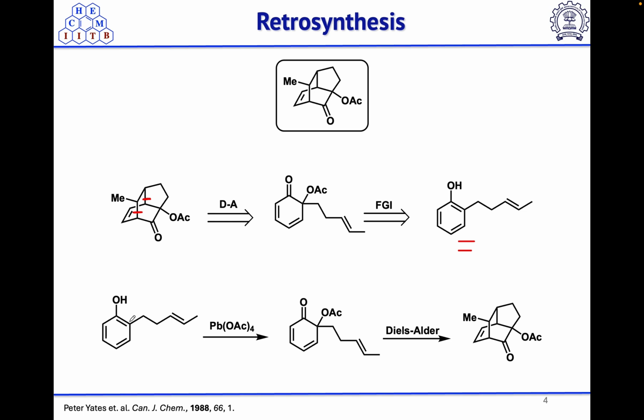So if we treat this alcohol with lead tetraacetate, what will happen? The oxygen of the alcohol will coordinate to the lead tetraacetate, and one of the acetates from the lead will add to this center. And we can get this cyclic diene. If we carry out the Diels-Alder reaction, we will get this product. So this is a complex molecular structure.